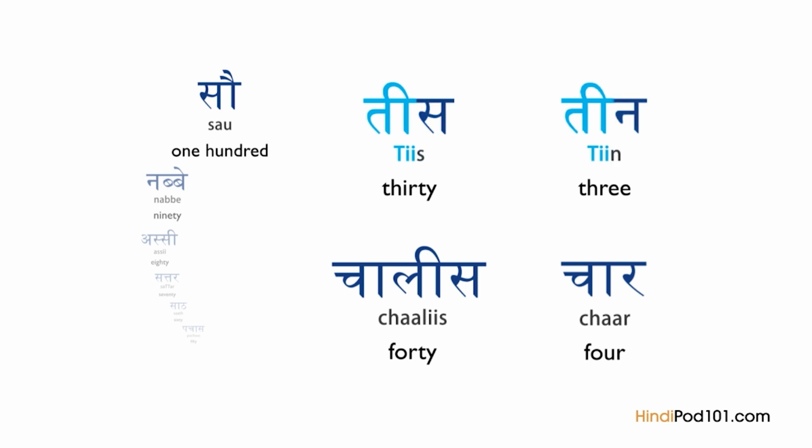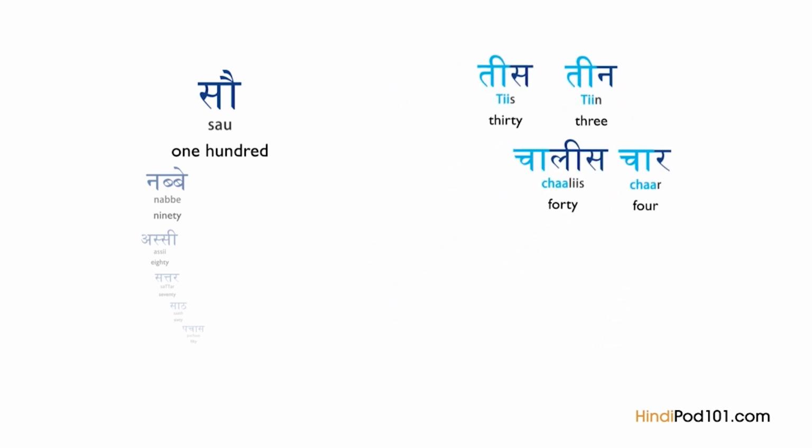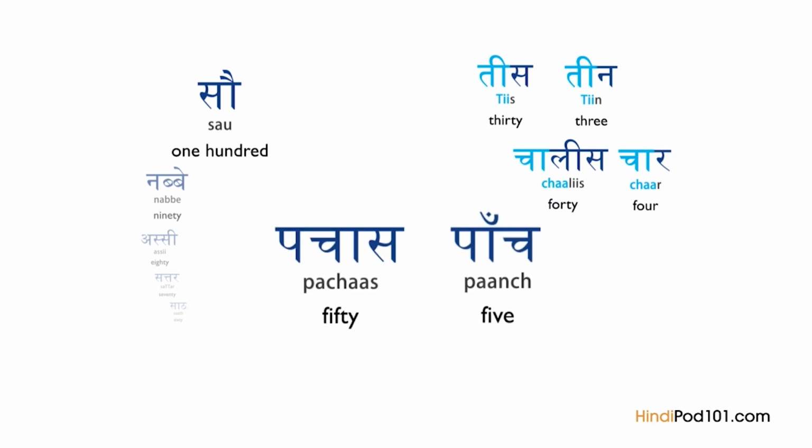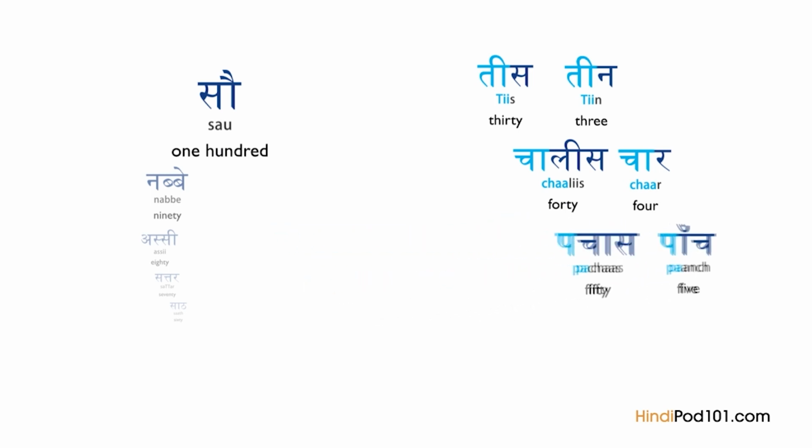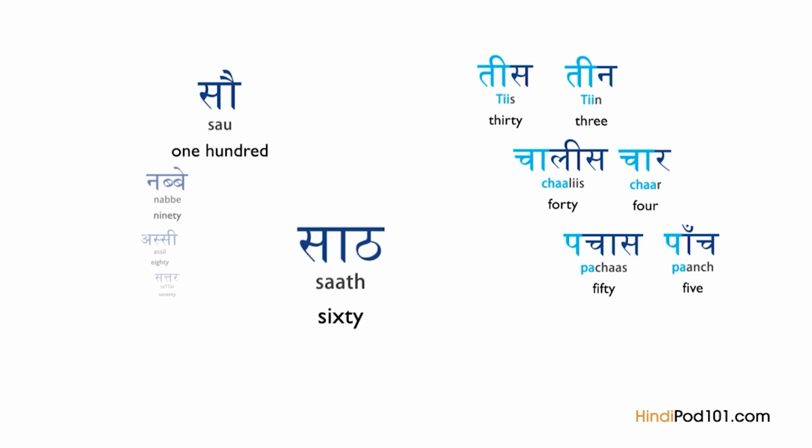Similarly, the sound cha in chaar, which is 4, is used in chaalees, 40. 5 in Hindi is paanch, while 50 is pachaas. The common sound is pa. However, this does not apply to all numbers. 60 in Hindi is saath, while 6 is chhah. As you can see, there is no common sound.